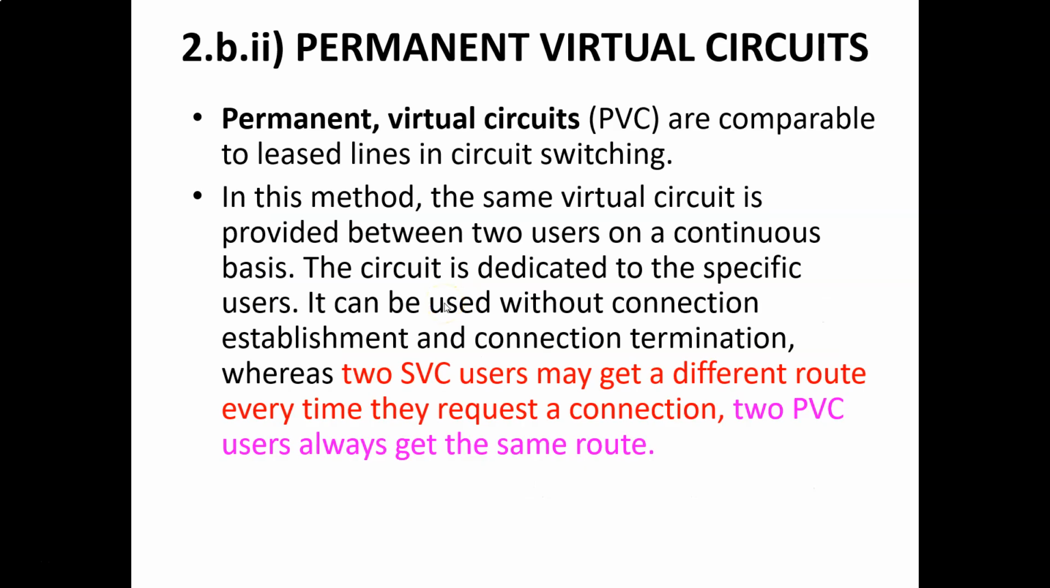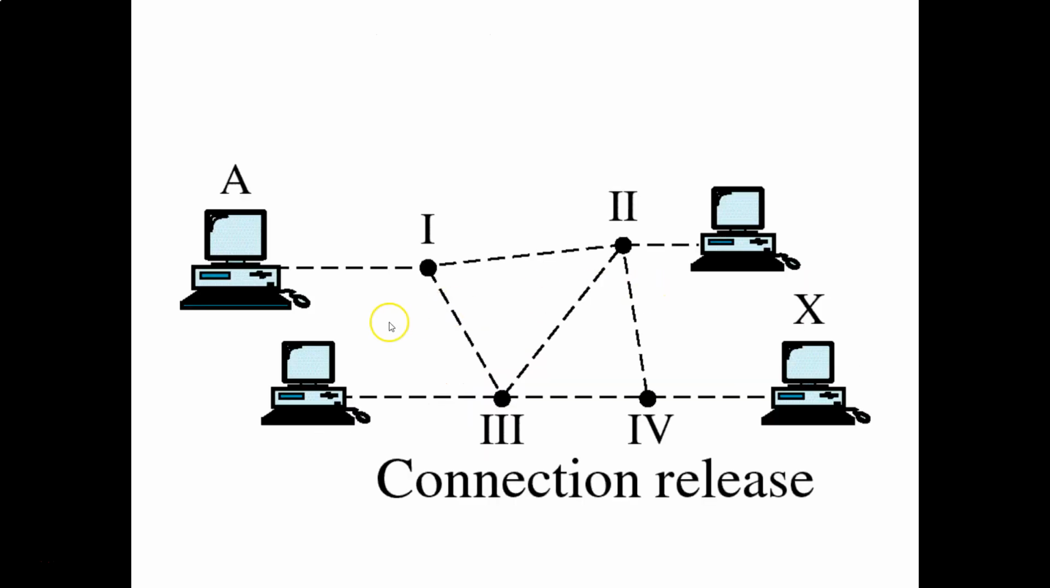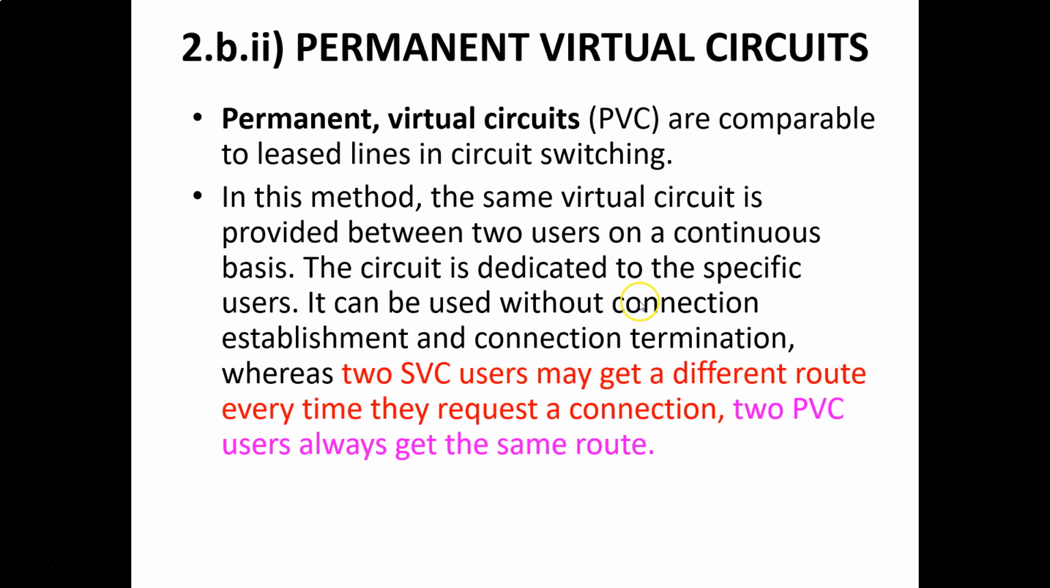Next is permanent virtual circuit. Earlier we saw that each time the path will be chosen. In a permanent virtual circuit, the nodes chosen will always be the same. It will not change. So that is permanent virtual circuit.